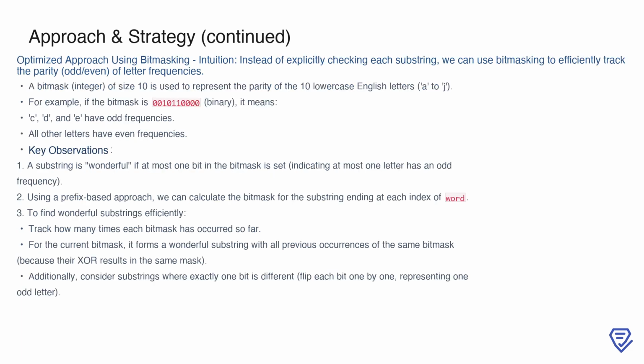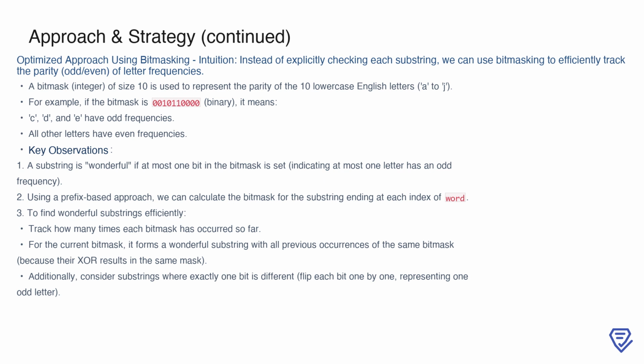To address the inefficiency of the brute force approach, we can use an optimized method based on bit masking. The key intuition behind this approach is that instead of explicitly examining each substring, we can efficiently track the parity, or odd/even status, of the frequency of each letter using a bit mask. A bit mask is a 10-bit integer where each bit represents the odd or even frequency of one of the 10 lowercase English letters from A to J.